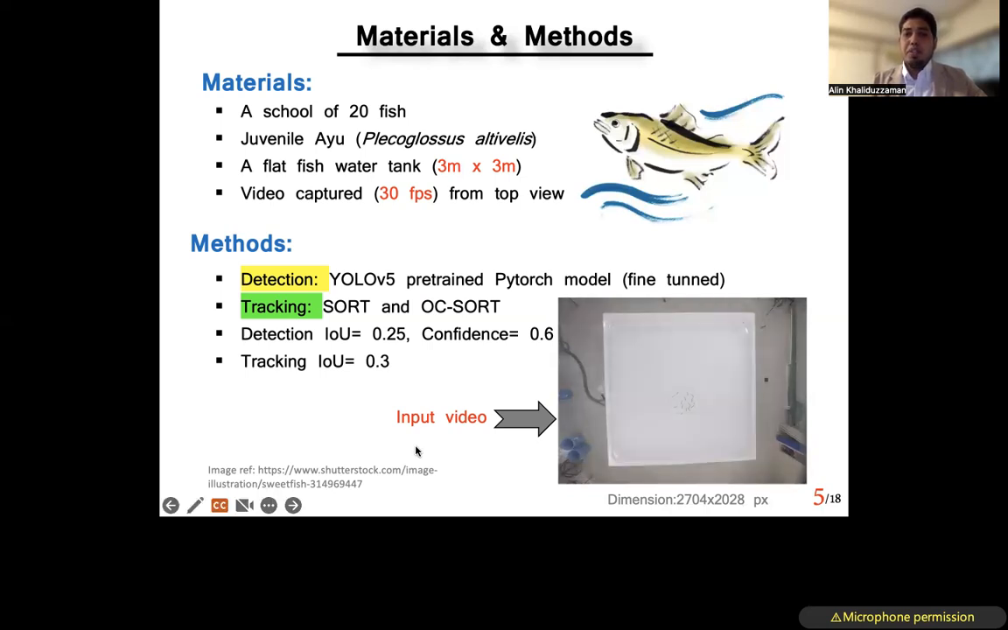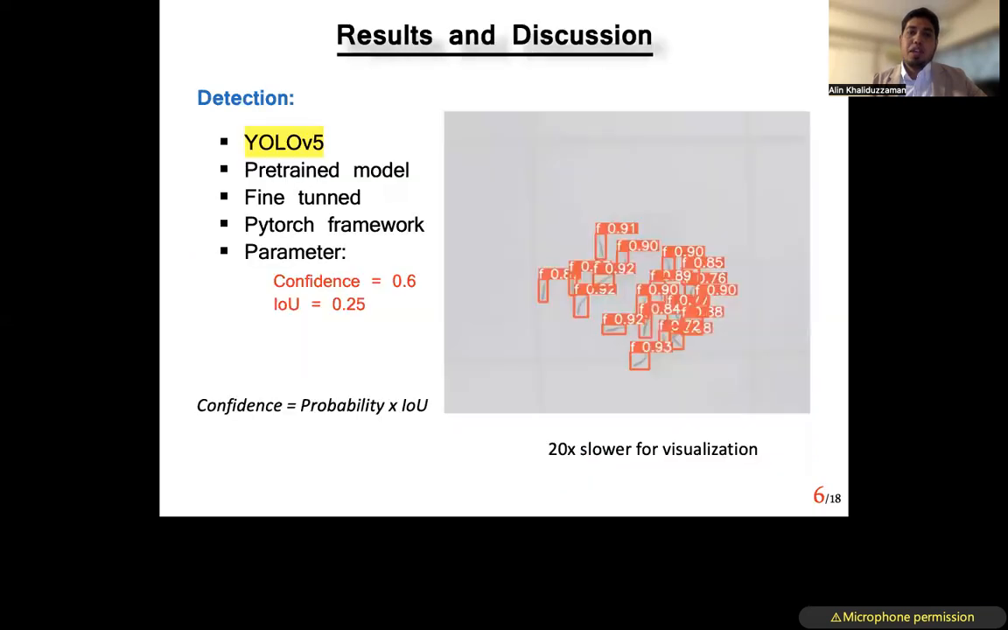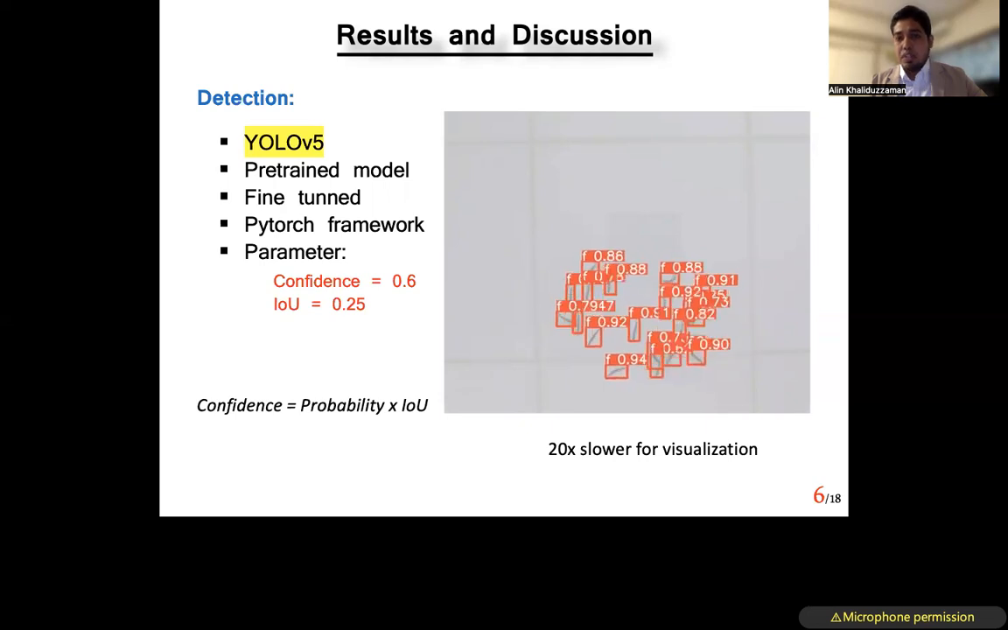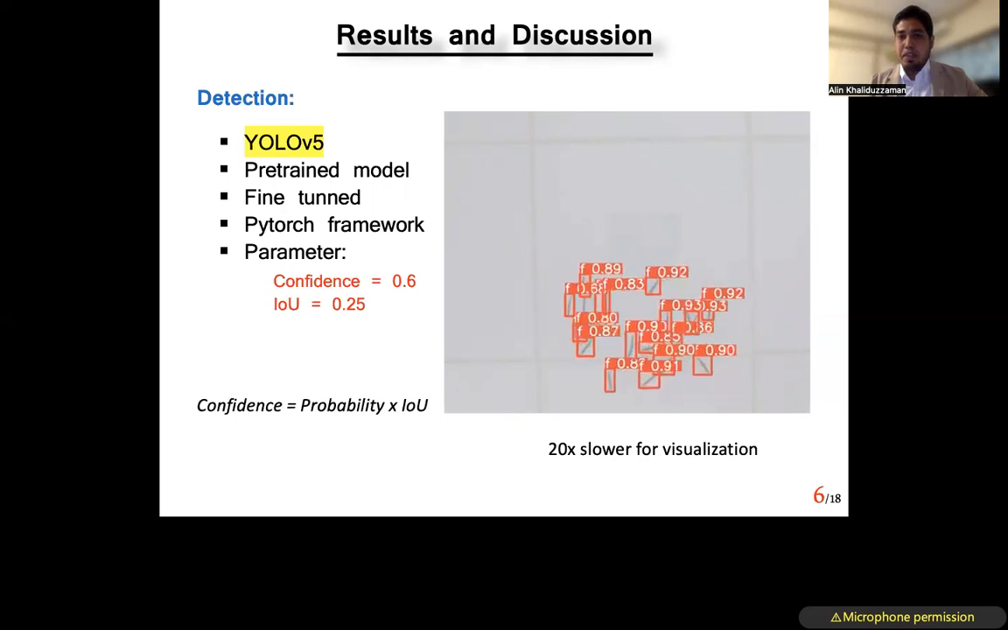And this is the input video. We can see the 20 fish moving randomly. Okay, this is a 5-second video, about 150 frames. Let's move to the next slide. So this is the result of the YOLOv5 detection. I made the video slower to make it more visible. And we can see the detector is quite good because the confidence is high, and it detected almost every case.